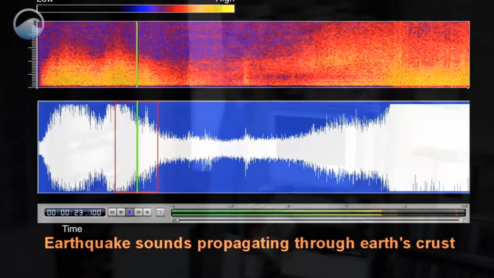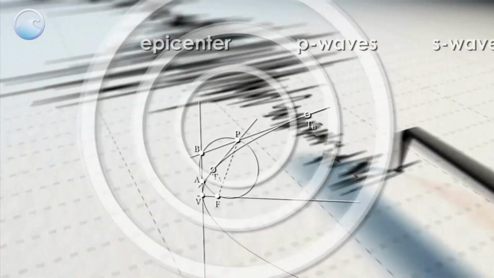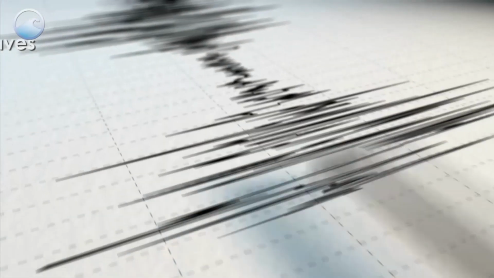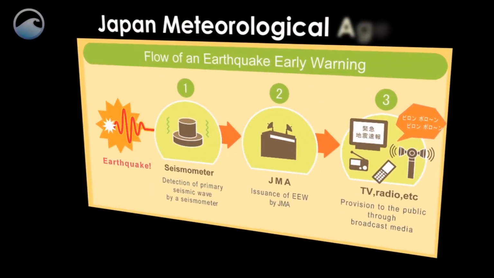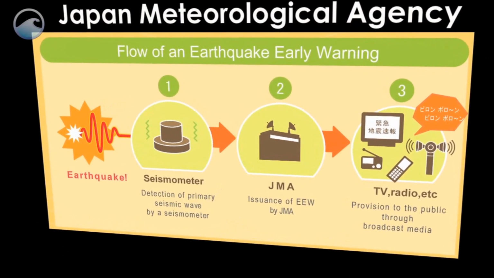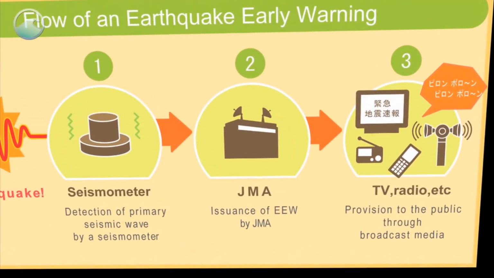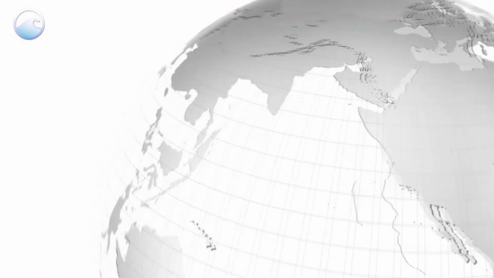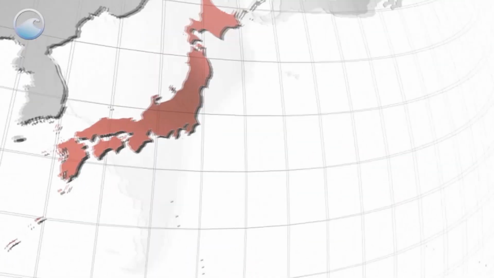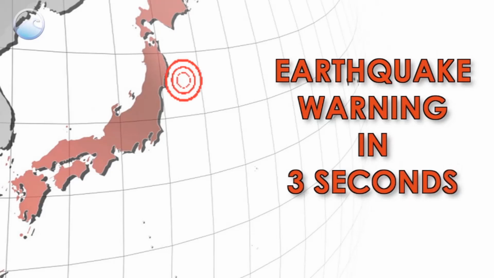Fortunately, Japan has one of the most advanced earthquake early warning systems in the world. It detects tremors, calculates the epicenter and sends out warnings from over 1,000 seismographs scattered throughout the country. The Japan Meteorological Agency issues the warnings and sends alerts to television and radio channels, the internet, and mobile phone networks. When the earthquake struck 80 miles offshore, warnings were generated in about 3 seconds.